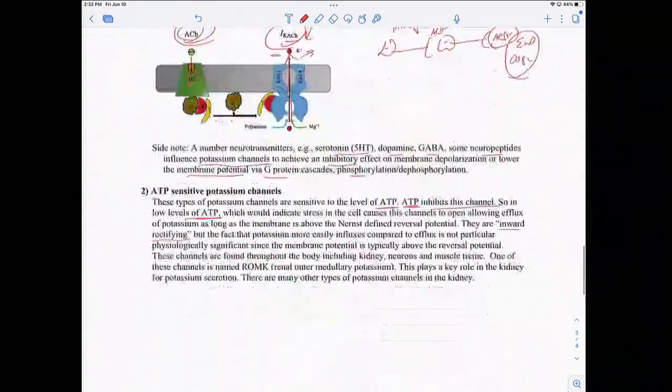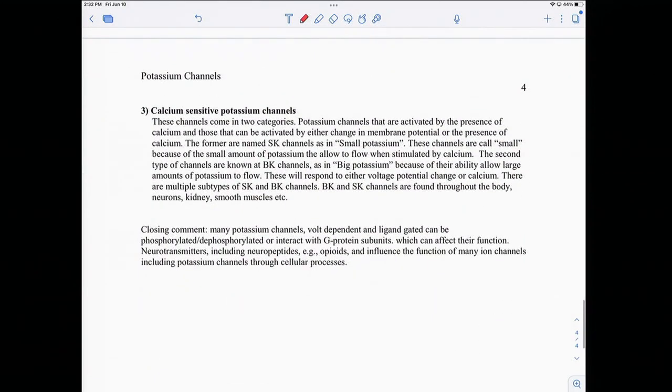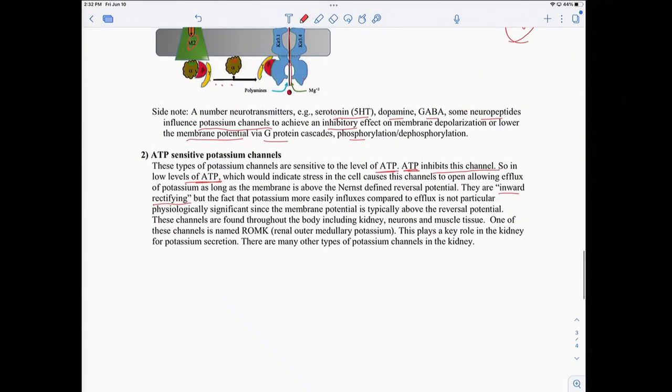But regardless, the way these things function is the potassium is going to be leaving the cell, hyperpolarizing the membrane. Again, each of these have different characteristics. In some tissues, this is actually a safety thing.